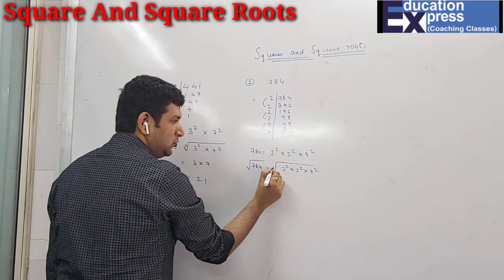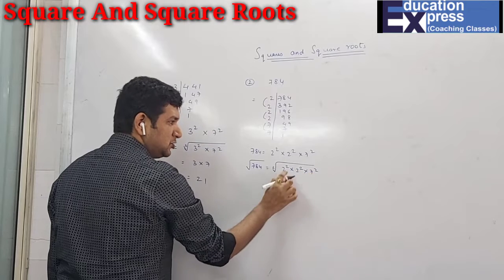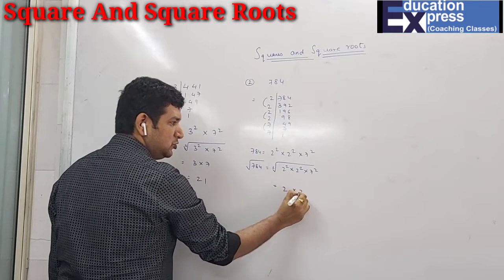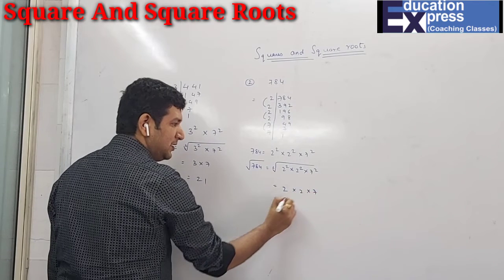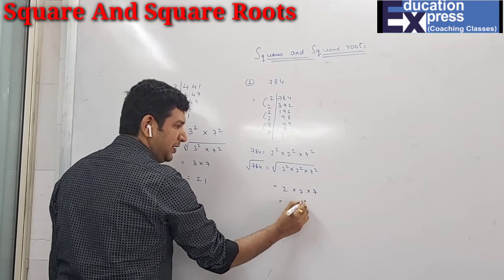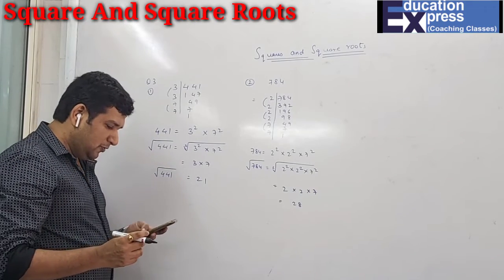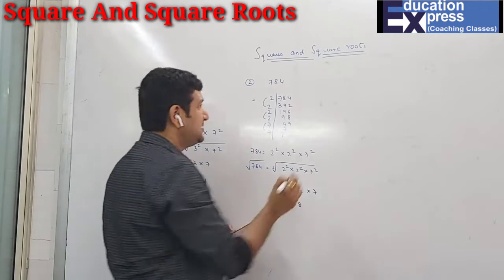2 and 2 will get cancelled. So here this 2 gets cancelled. What is left? 2. The power gets cancelled. 2. The power gets cancelled. 7. 2 2s are 4, 4 7s are 28. 28 is the square root of 784. Now we'll go for the fourth sum, 3969.